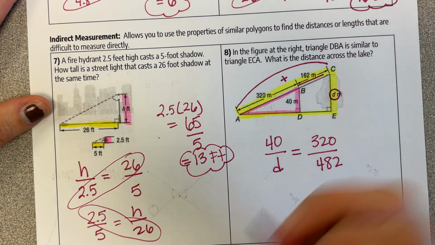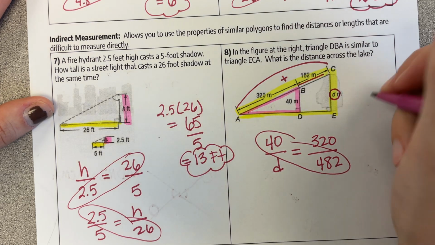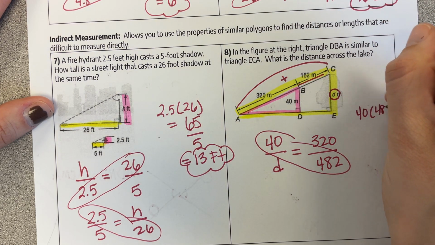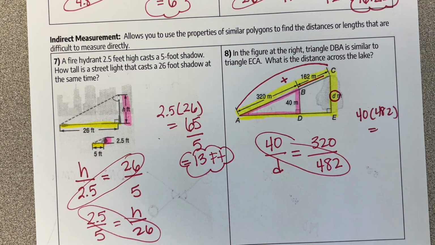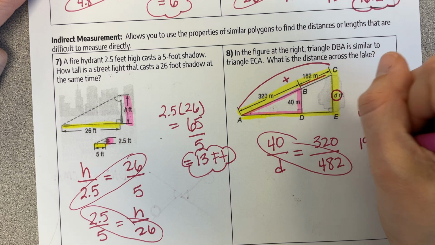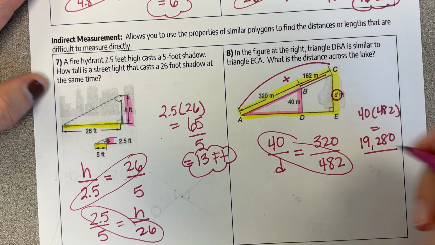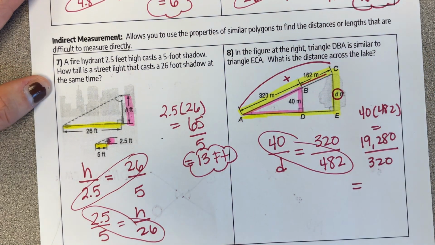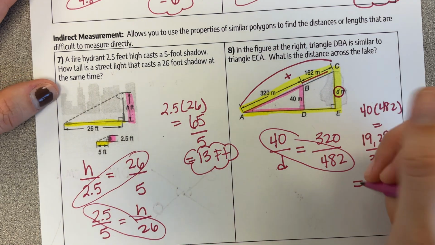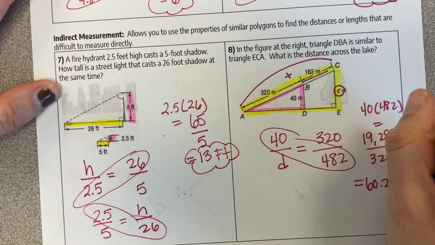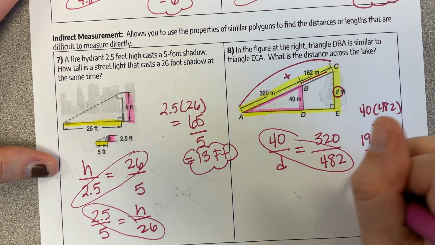Now we can solve this proportion. I am multiplying 40 times 482 to get 19,280. Dividing that by 320 to get 60.25, and our units are meters.